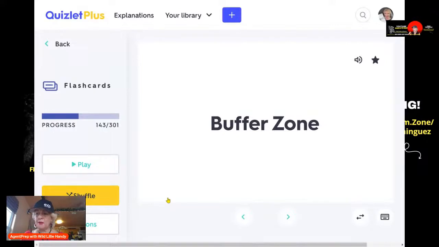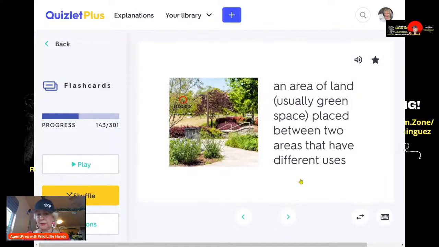Buffer zone, you're a winner. Awesome. Yes, a buffer zone is a piece of land, usually rectangular, that separates a business zone from a residential zone, an industrial zone from a business zone, agriculture from business, agriculture from residential. So that is a buffer zone.